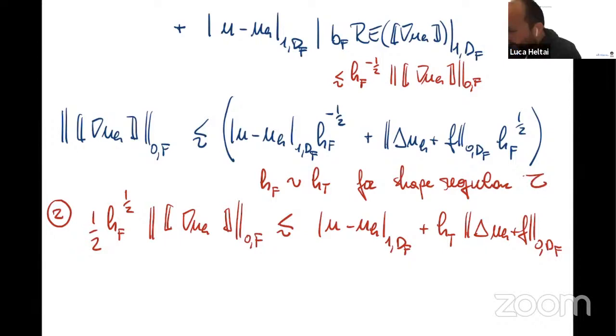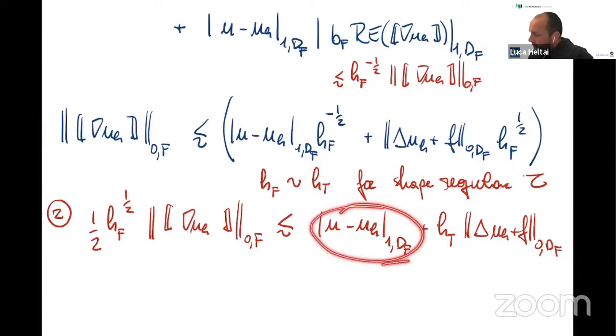Okay, so for a shape regular triangulation, what I have is that this term over here, which is appearing in EK, is controlled by u minus UH on dF and HT times the gradient of the Laplacian of UH plus F in dF.